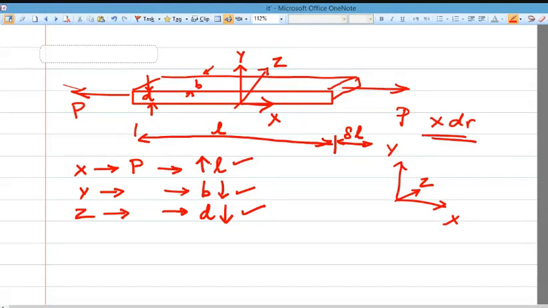So in the X direction, there is an increase in length by an amount delta L. In all the directions, that is in Y direction and in the Z direction, I will be having a decrease in the dimension of the body. So the breadth decreases and the height D, that also decreases.